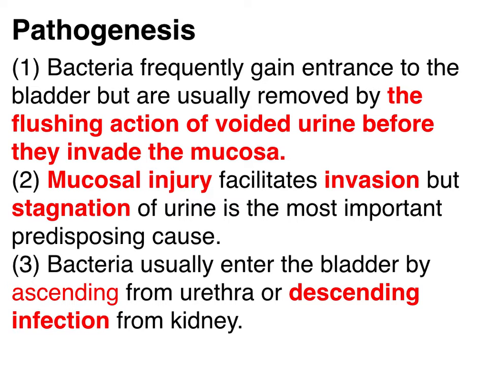Mucosal injury facilitate إذا ما حدث هنالك جرح في الأغشية المخاطية سوف يشجع اختراق, but stagnation ولكن ركود البول stagnation of urine is the most important. أهم نقطة هي ركود البول في المثانة، فتكون من العوامل المهمة التي تؤدي إلى تكاثر البكتيريا. Bacteria usually enter the bladder by ascending from urethra or descending نازلة infection from kidney.